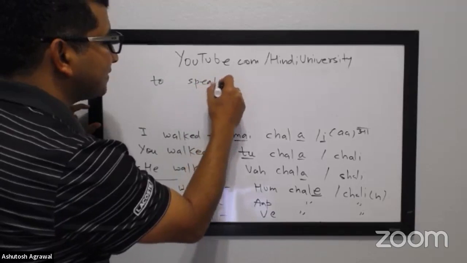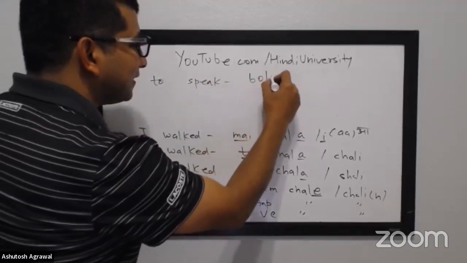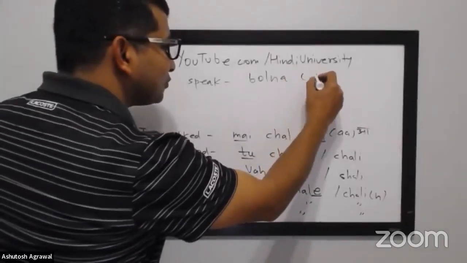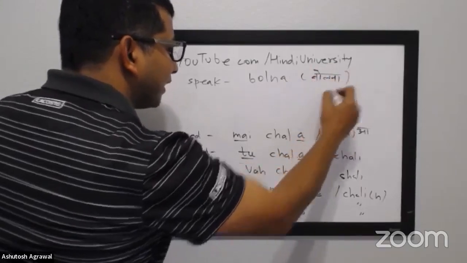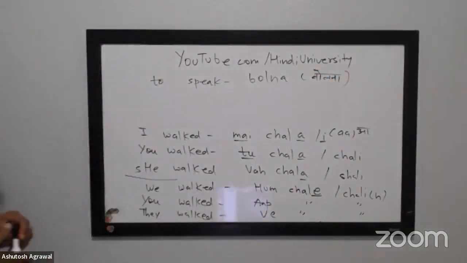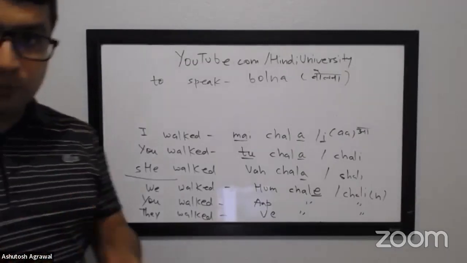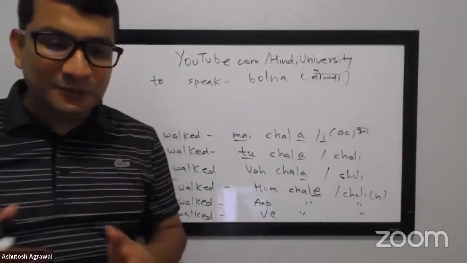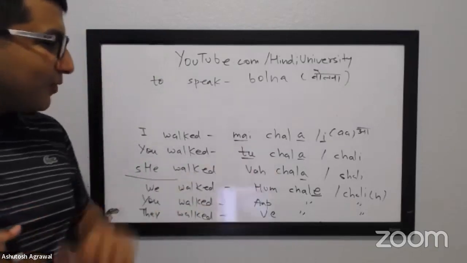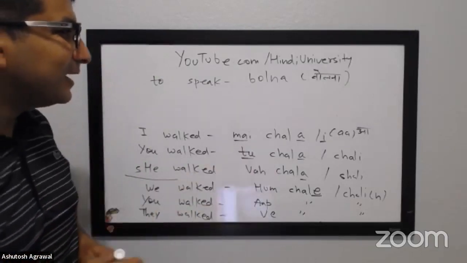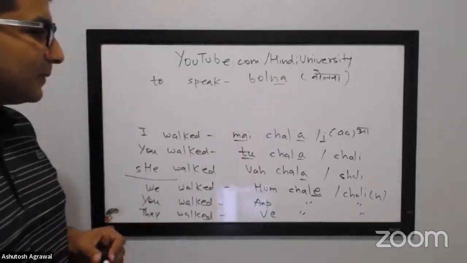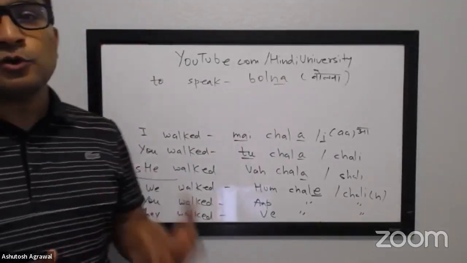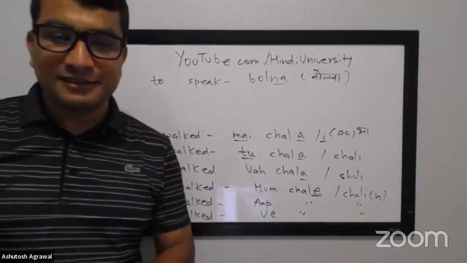To speak, very good, bolna. So I want all of you to write it down, as simple as it may sound. I want you to write down for everything: I spoke, you spoke, we spoke. You have it in front of you. The base stem is bol, but you just have to use it in the simple past tense.